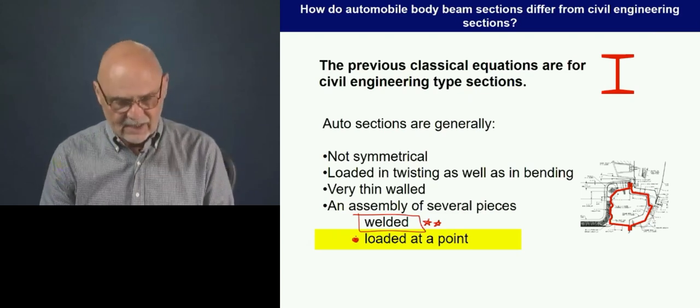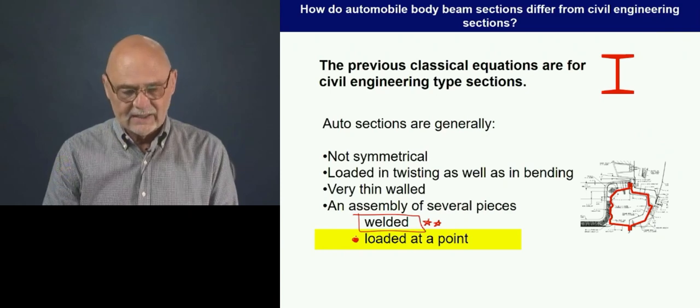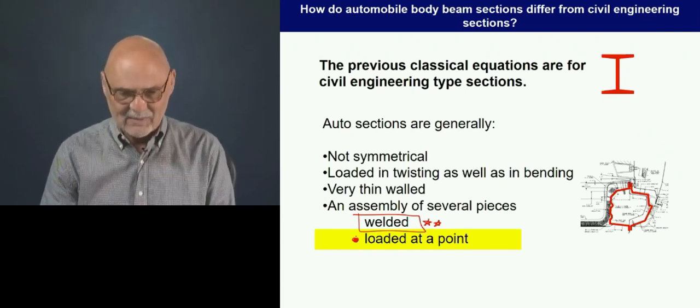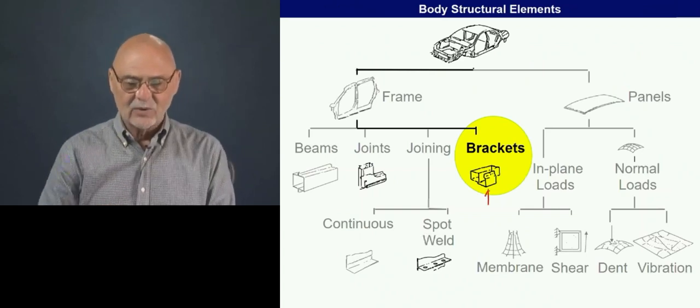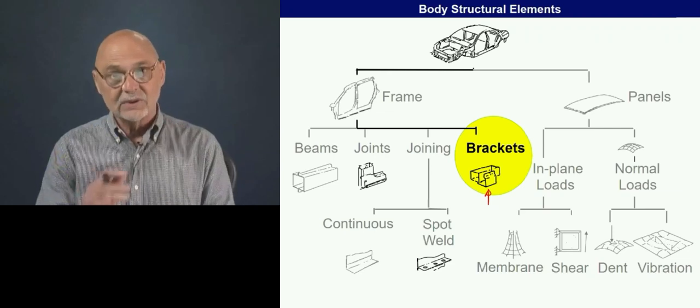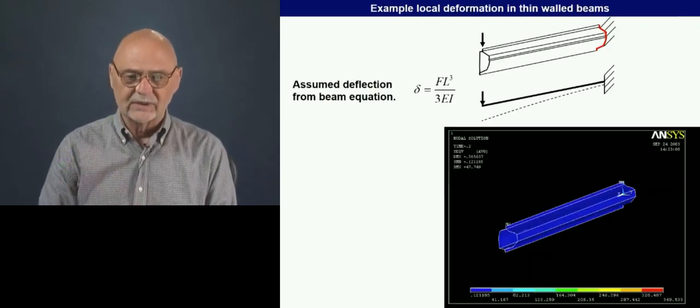So now we're going to look at another phenomenon here for thin-walled sections, in that we generally will load them at a point. So what do we mean by that? Basically, it's how do we design brackets to apply a point load to this thin wall section. Okay. So why is this important?